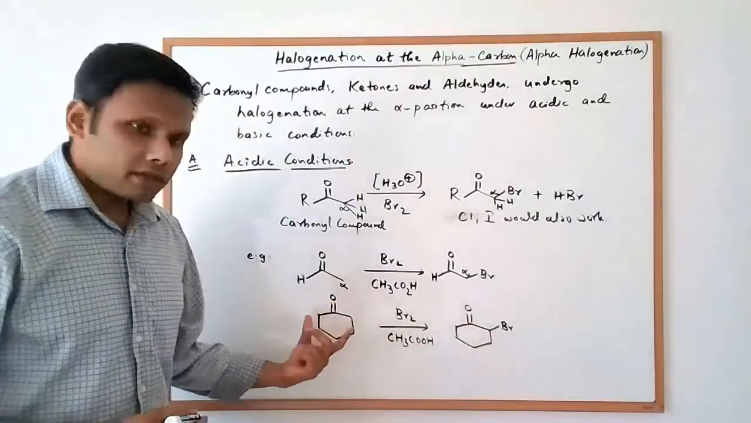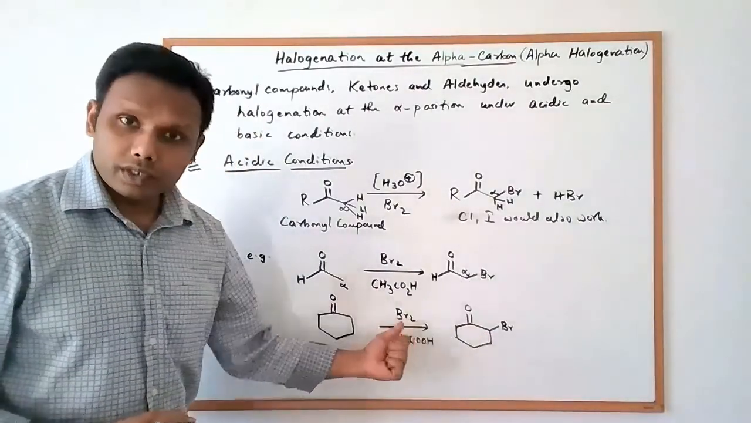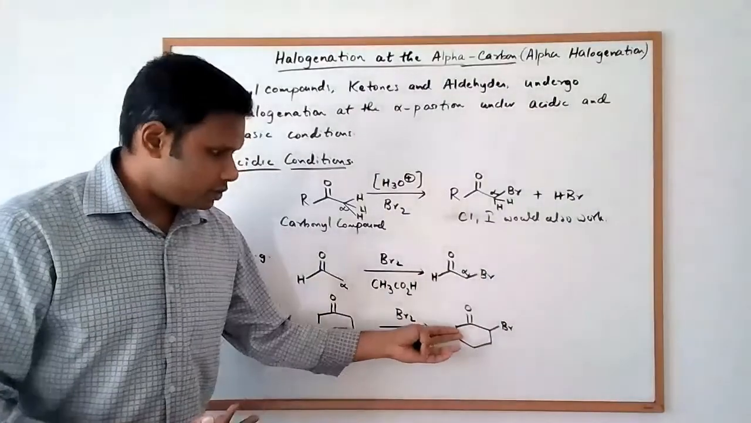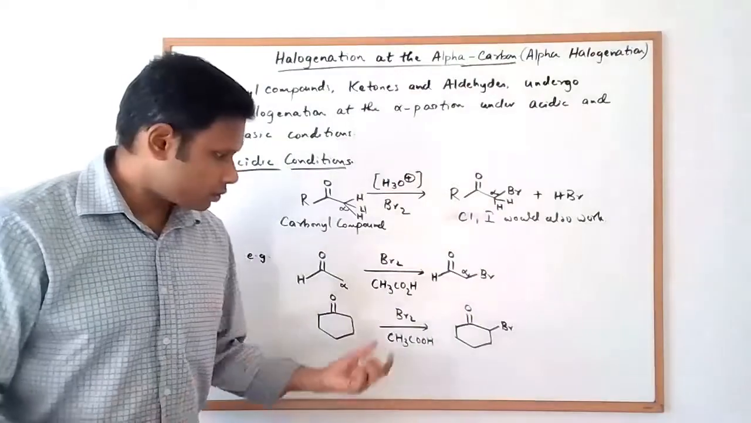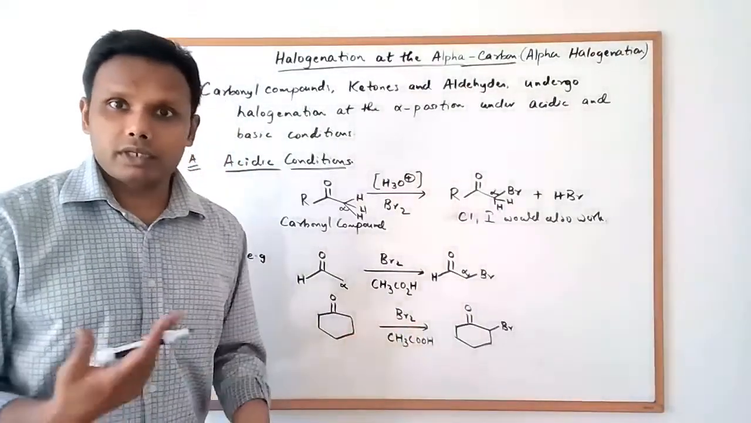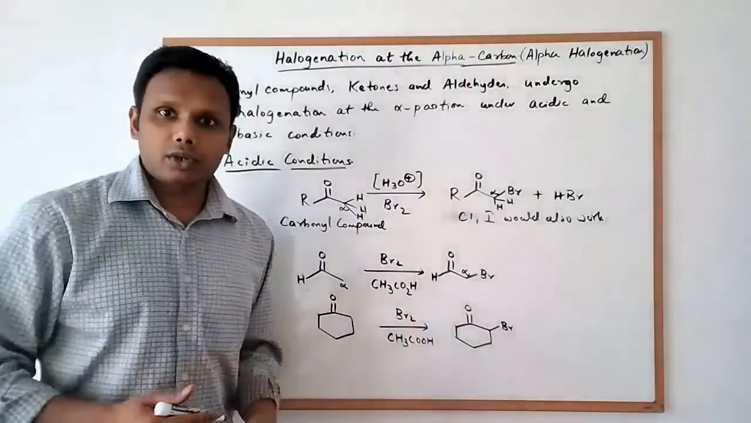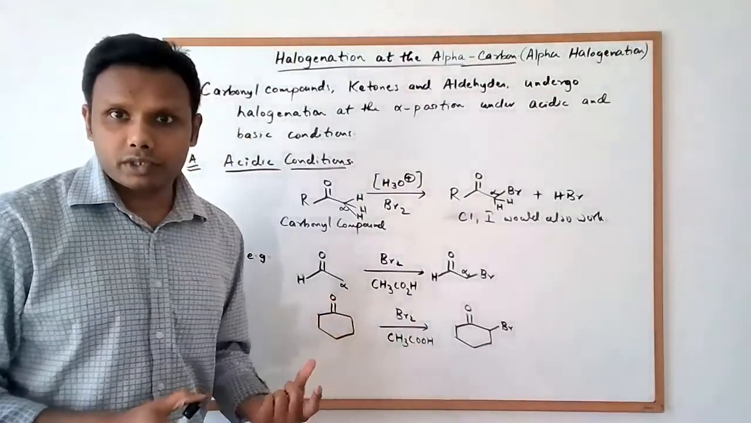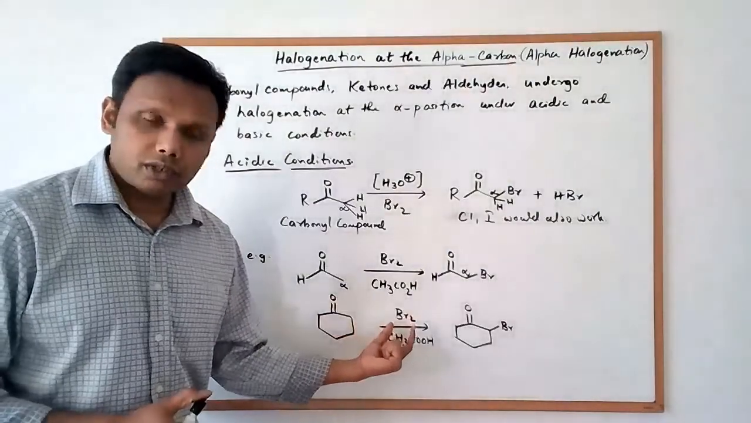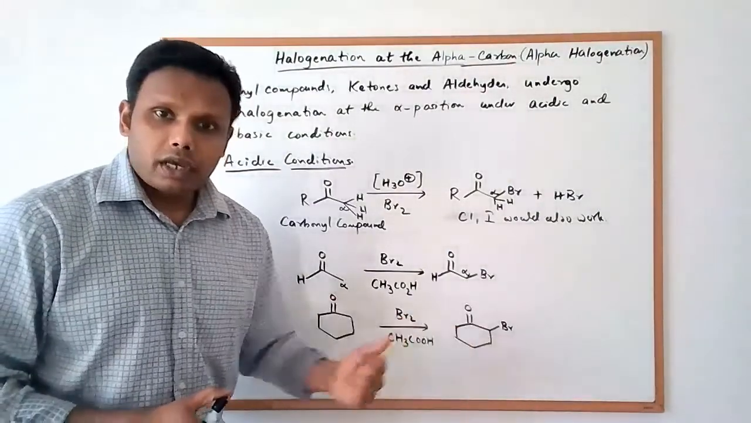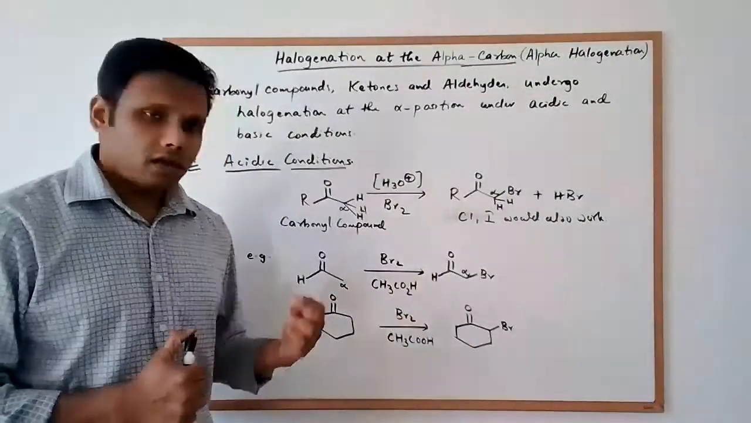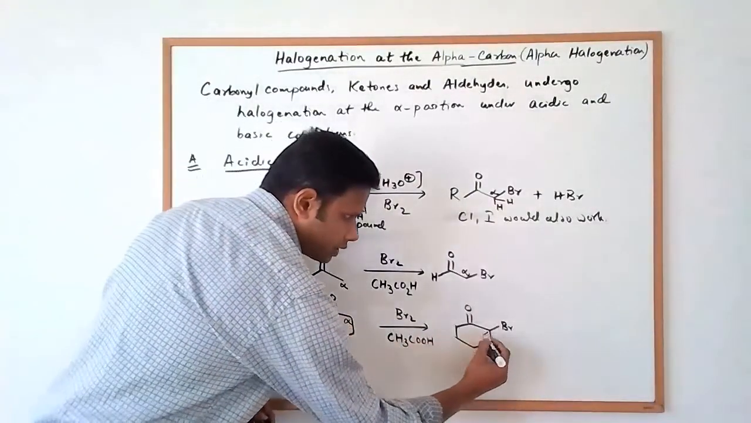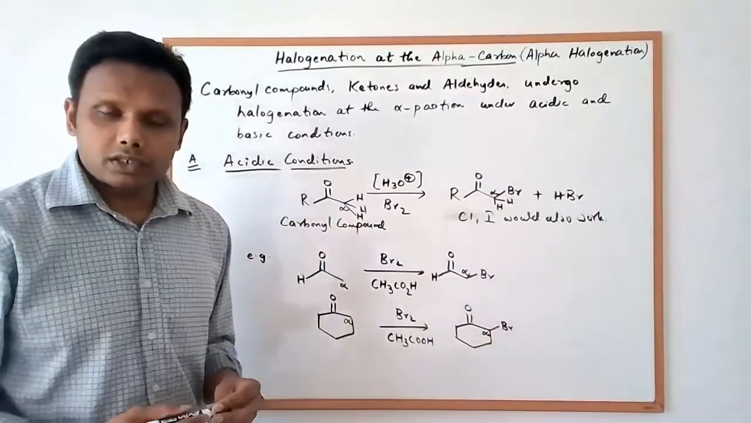Now, for cyclohexanone, there are 2 sets of alpha carbons. So in principle, you can get a double halogenation, which means you can put halogen on the other side also if there is bromine available in excess. So you can do halogenation on both alpha carbons. But if you're looking at a stoichiometric reaction, then we're only going to put halogen on one of these alpha carbons. So again, the alpha carbon is what's getting halogenated under these conditions.